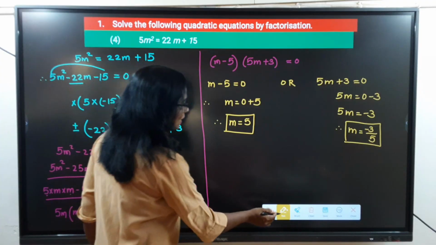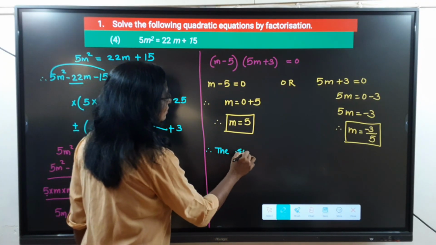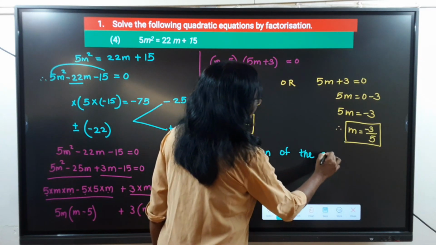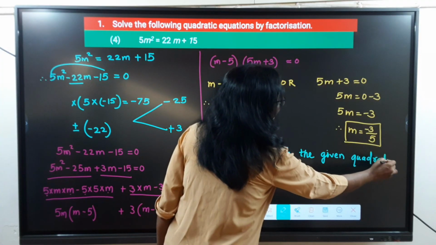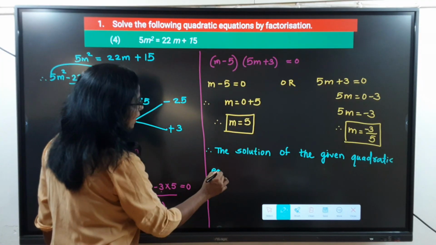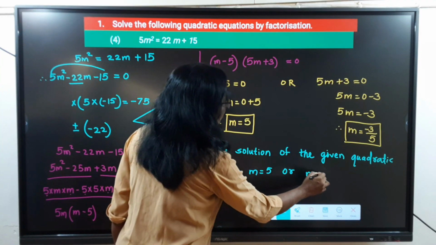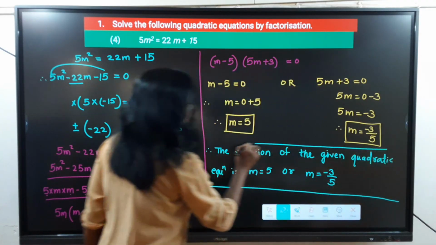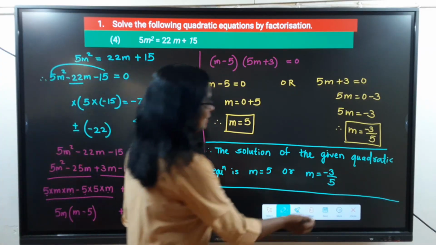So finally we write down the solution in word form. So the solution of the given quadratic equation is m is equal to 5 or m is equal to minus 3 upon 5. Okay, so this fourth example is completed. Now the next example, students.